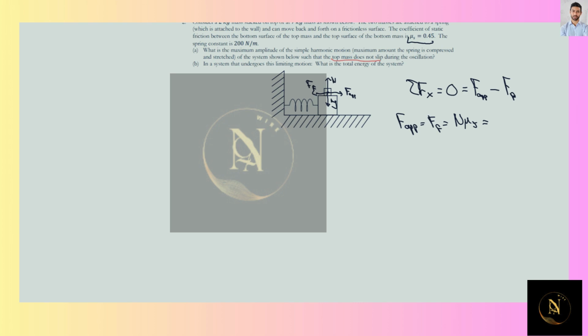The normal comes from the sum of the forces on y equal to 0. This is equal to the normal minus mg, so the normal needs to be equal to mg in this case. So the force of friction is going to be equal to mg times mu s. The maximum applied force needs to be equal to mg times mu s, the coefficient of static friction.